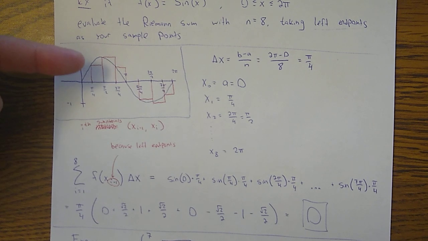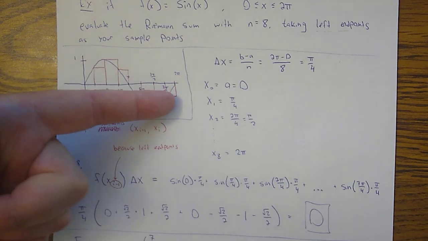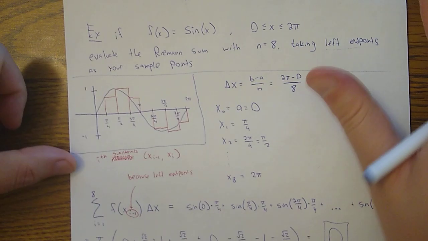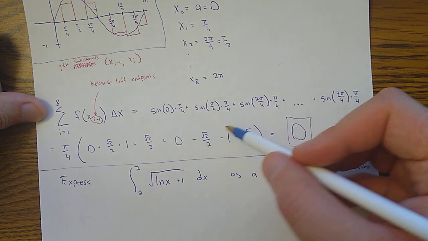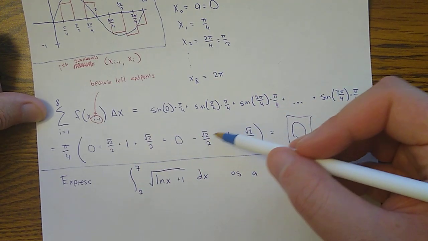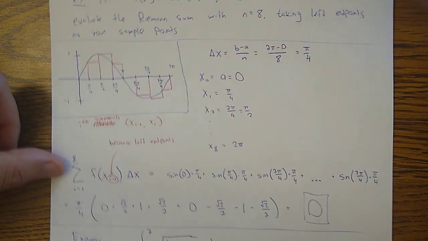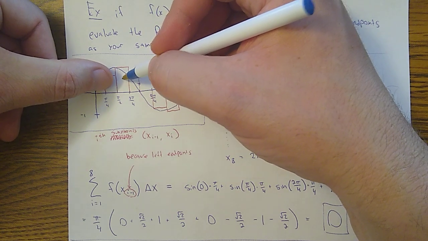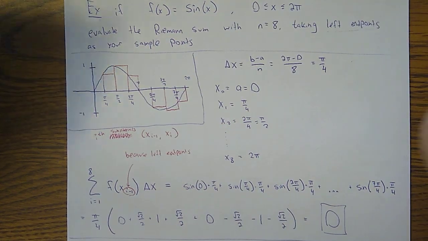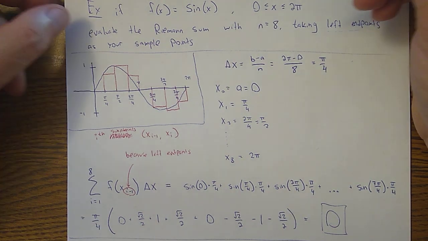So actually what happens is the positive areas and the negative areas can cancel each other out, which is actually what happens here, and we get 0. If we add all of this up, there's a 1 to cancel the negative 1, there's root 2 over 2 to cancel the negative root 2 over 2. Everything cancels and we just get 0. That's precisely because the positive area rectangles and the negative area rectangles perfectly canceled each other out. So yeah, that's how you do a Riemann sum.